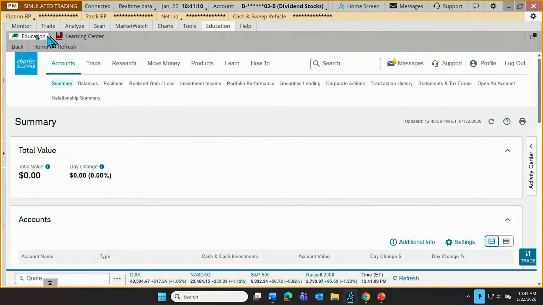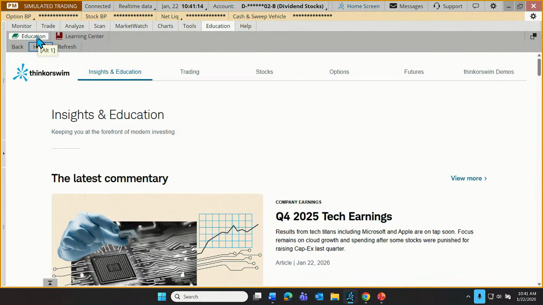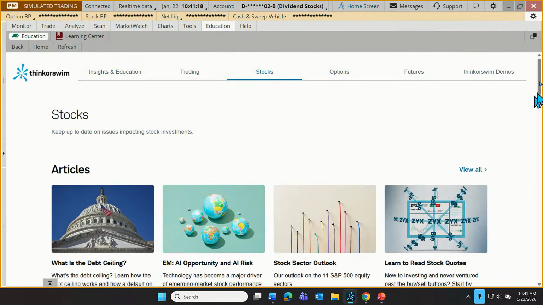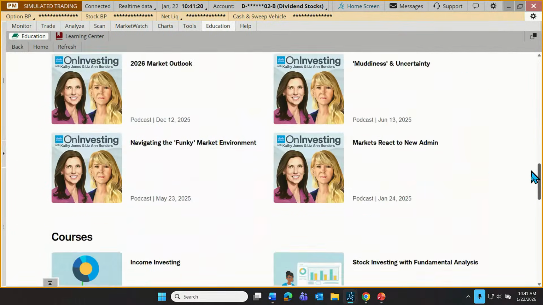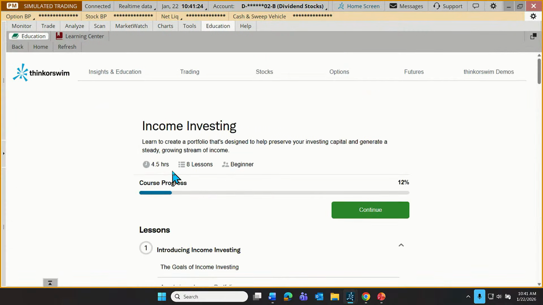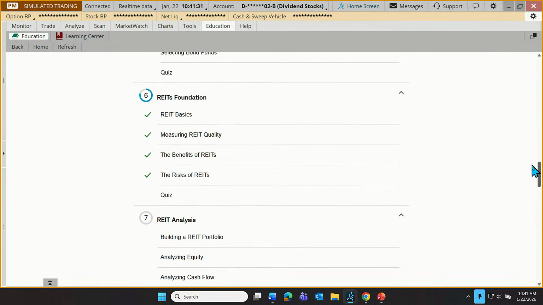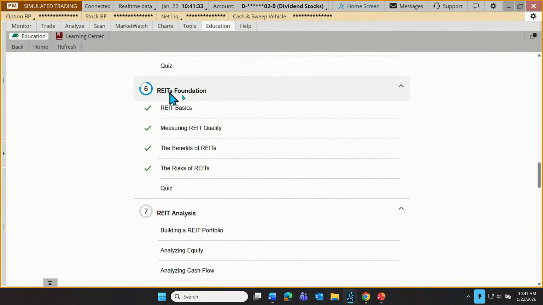But as we go to the education tab, and we click on the stocks heading up here at the top, just scroll down through the stocks until you see the courses, and there's one specifically for income investing. And within that income investing course, you'll see, right down toward the bottom, REITs Foundation.